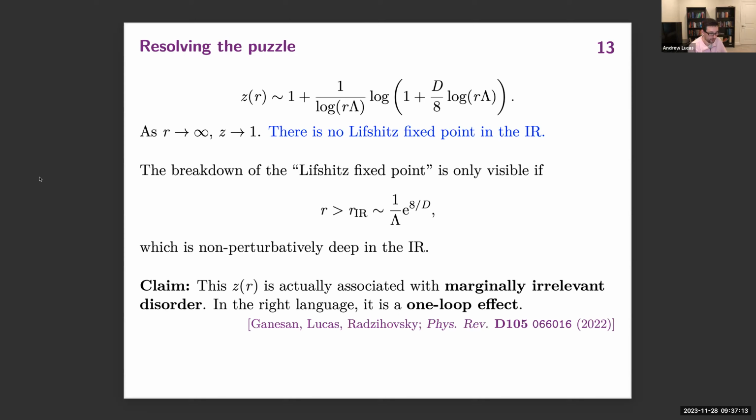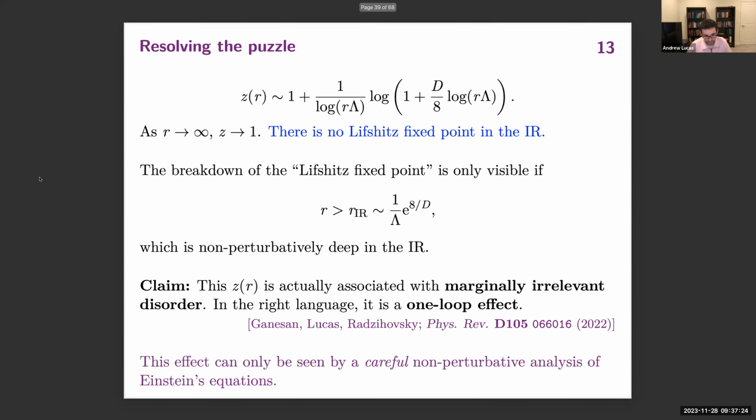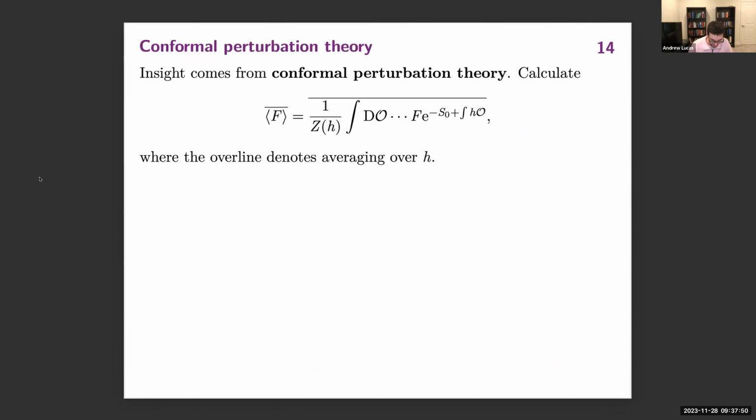Now, from the holography perspective, this is a very non-trivial thing, but I'll now try to argue that in the right language, this is actually just a one-loop effect. But this effect can only be seen by a careful non-perturbative analysis in the bulk. Okay. So we think we now know how to do these careful analyses. So the holographic problem isn't so bad anymore, but it is subtle to analyze everything.